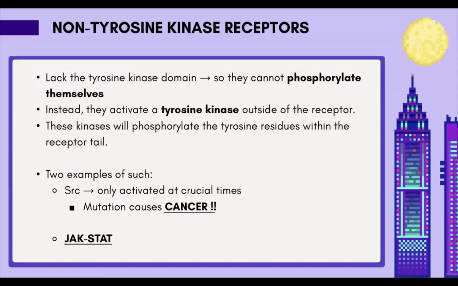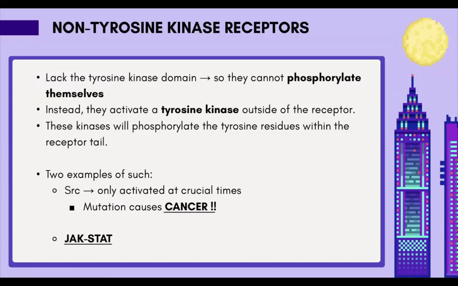So you'll have the cell and you'll have the receptor and you'll have the ligand. And then once the ligand binds to the receptor, it's going to attract an enzyme, and it's going to be a tyrosine kinase. And that enzyme is going to end up phosphorylating the tyrosine residues on the receptor.